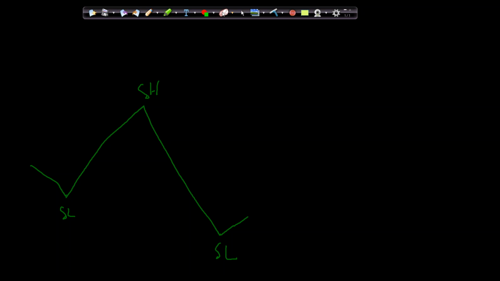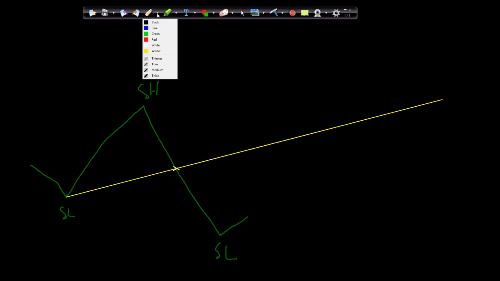What Andrews would do is he would come in, I'll use yellow, and he would find the midpoint of this line. And then once he found that midpoint, he would go back to the previous swing low in this example and draw a line from that swing low through that midpoint. And that became known as the median line.